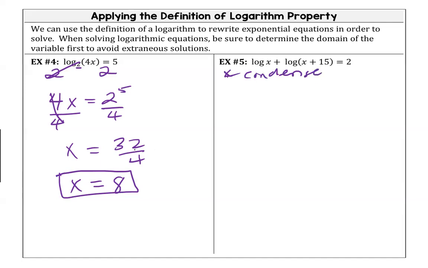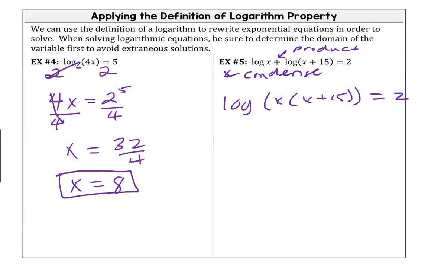Which log property am I using to condense? I'm going to use product. And the reason why I'm using product is because we are adding. Product says that when I'm adding 2 logs together, I can make them 1 log by multiplying their arguments. Do you remember that? So this is going to become 1 log, and the arguments are going to be x times x plus 15 equals 2. So we've now condensed.